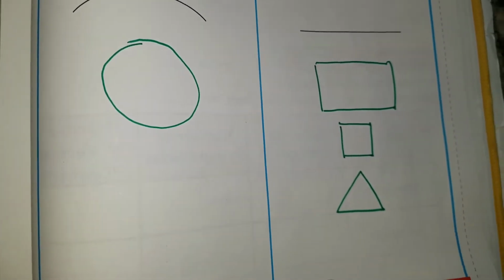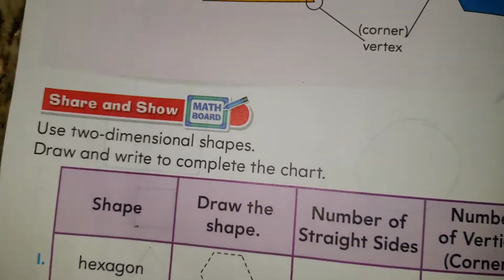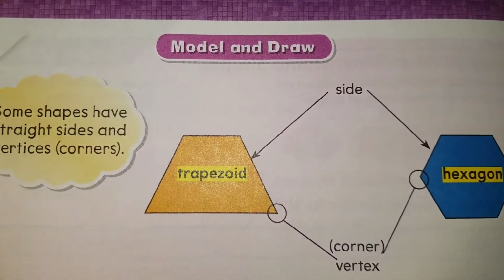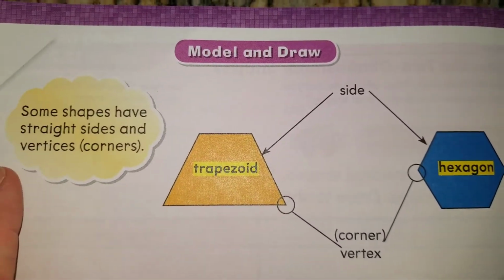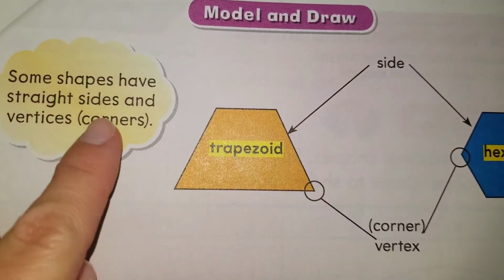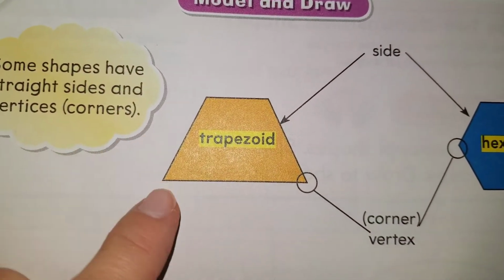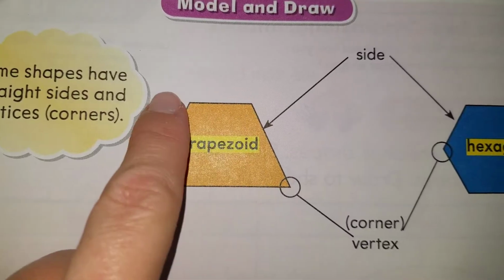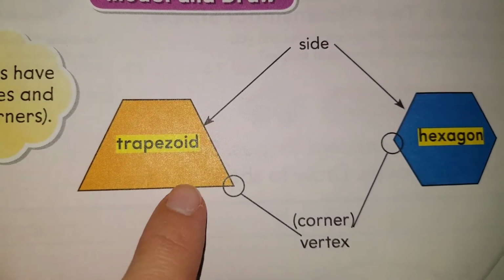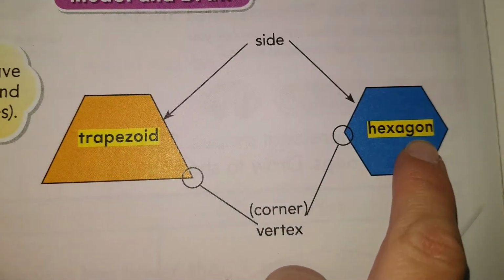I'm going to continue now to the next page. Let's see what we have over here. And these are 2 new shapes that are getting introduced in this lesson. It says some shapes have straight sides and vertices, corners. These are the vertices, the corners. This shape is called a trapezoid. This is a trapezoid. And this is called a hexagon.